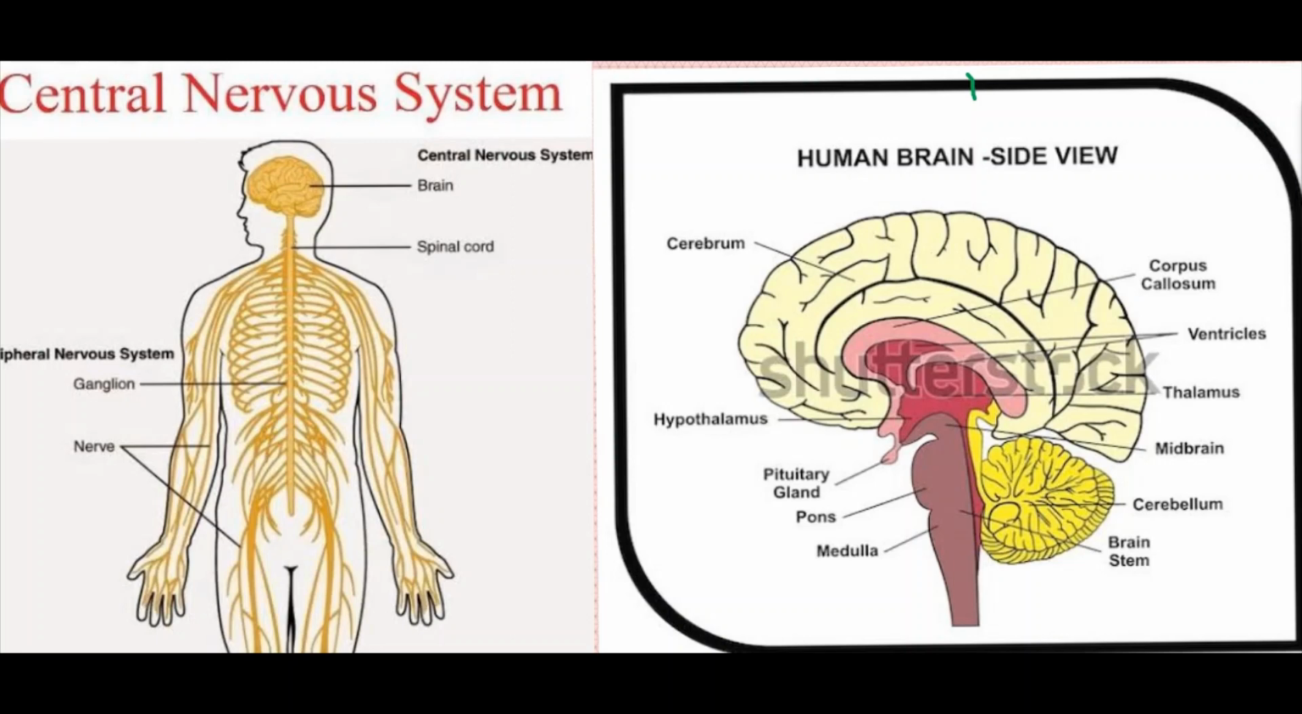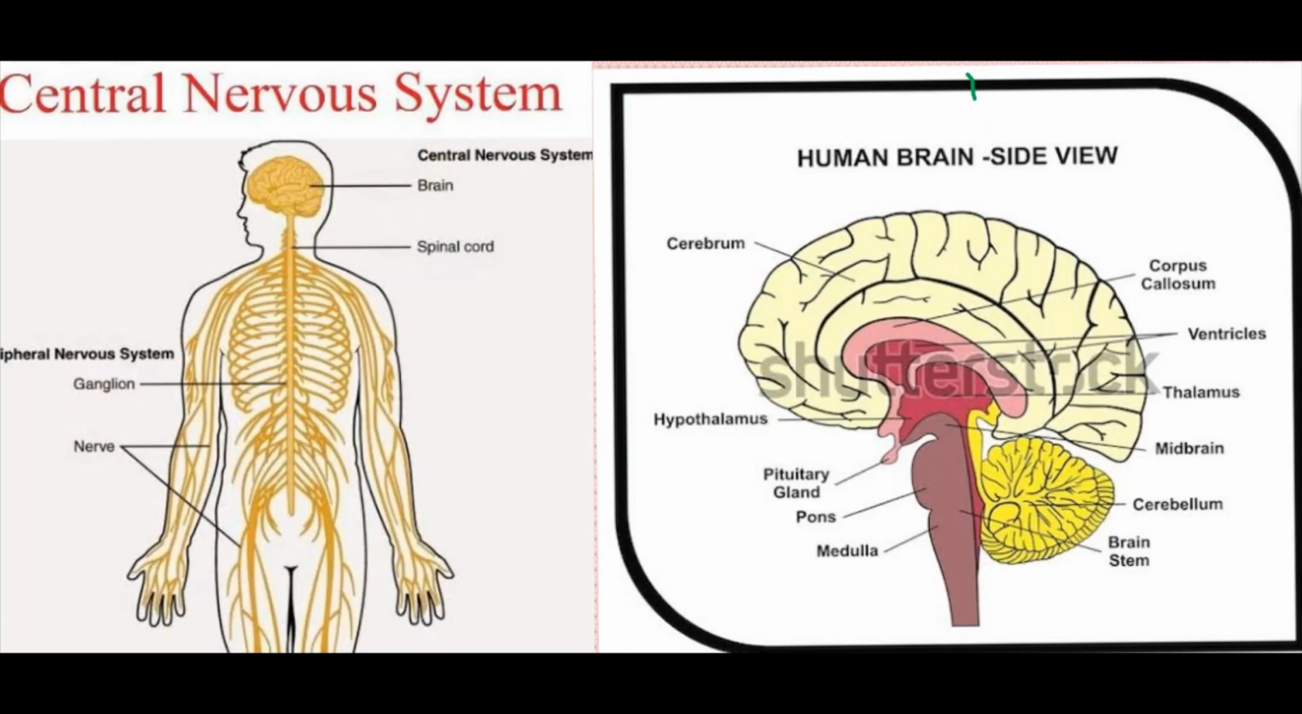Now let's see the central nervous system. The brain and the spinal cord are vital structures and are well protected in the bony cavities of the skull and the vertebral column respectively. So the central nervous system consists of the brain and spinal cord, protected in the bony cavities of the skull and the vertebral column.